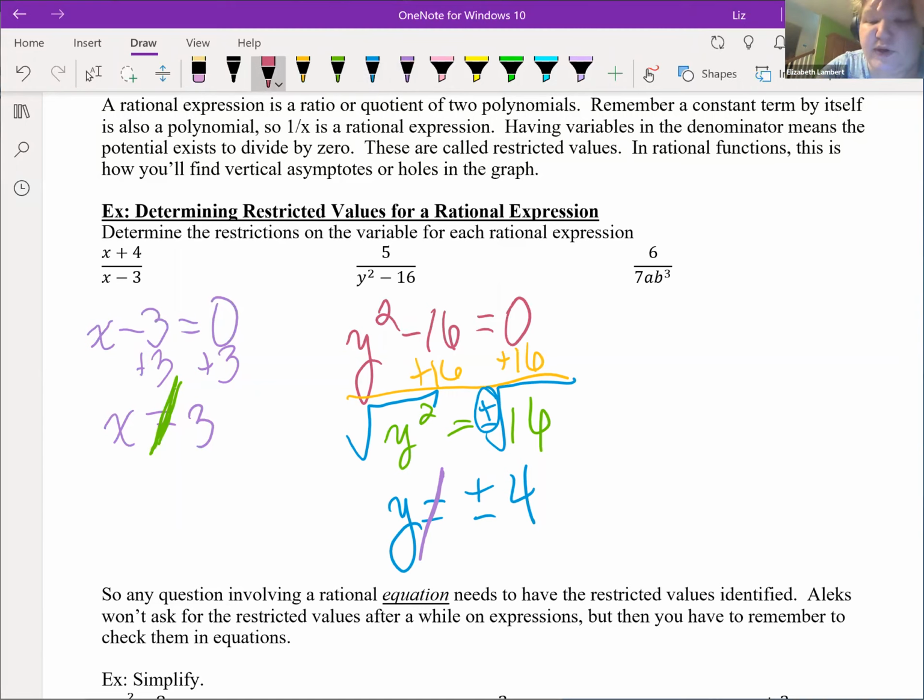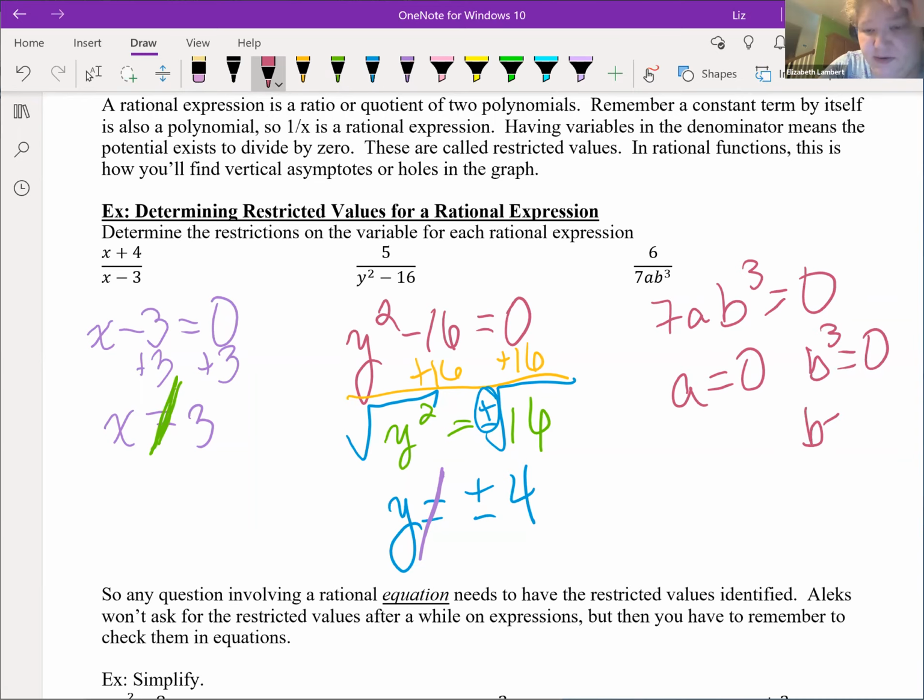And then our last one over here is just a product on the bottom. So when I set that equal to 0, I'm really saying, well, either 7 could be 0. No, it can't. It's 7. Or a could be 0. Or b to the third could be 0, which really just means b times b times b. So it's really just saying b could be 0. Meaning those are the restricted values.